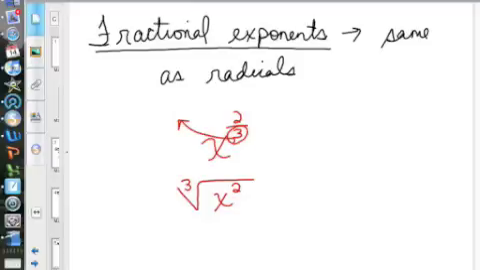Take this and turn it into a fractional exponent. X to the 2/5. Because this is the denominator of the fraction. Okay? And we'll see why we need to use those in just a few minutes. 0 exponents, negative exponents, fractional exponents.